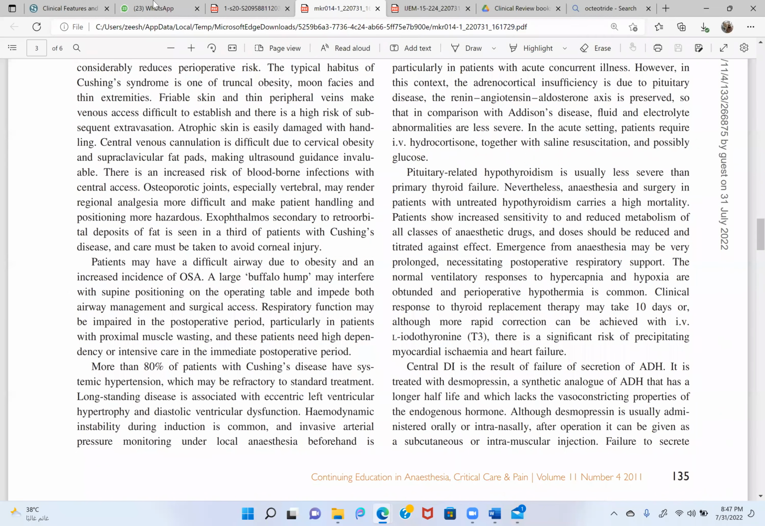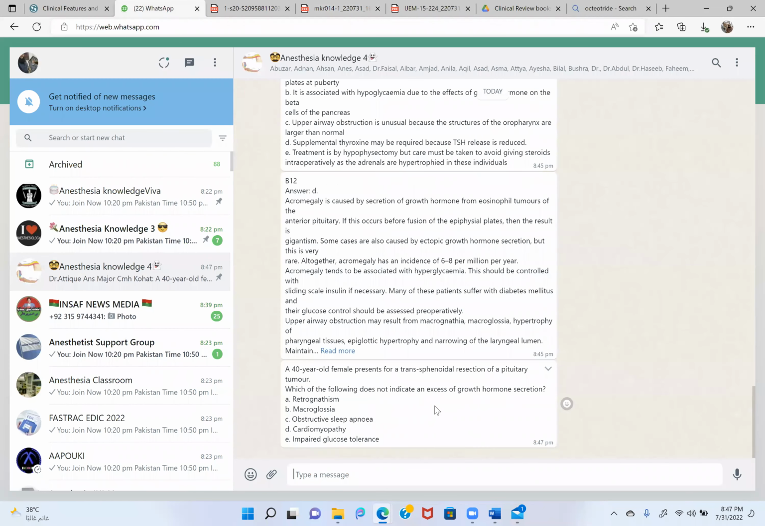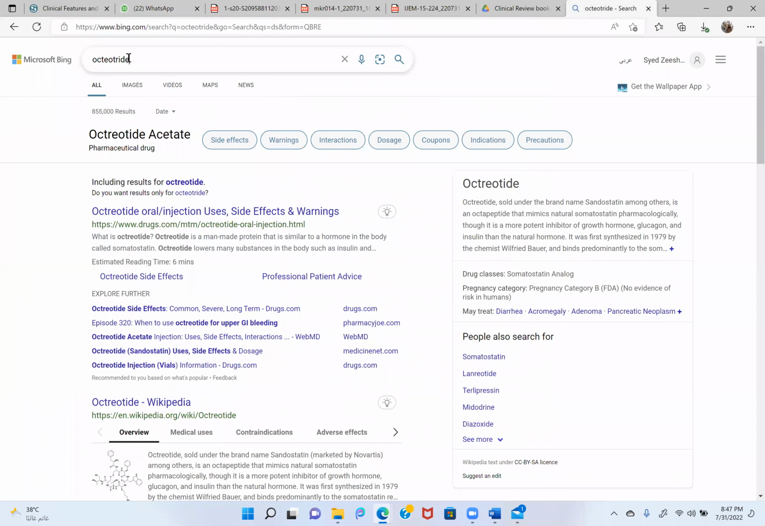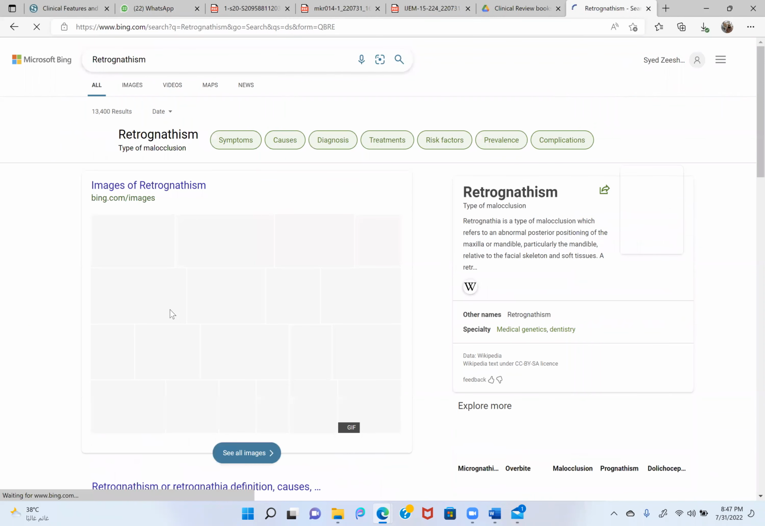Sir, this one was the most frequently coming. A patient presents for a transsphenoidal resection of a pituitary tumor. Which of the following does not indicate an excess of growth hormone? Macroglossia is there, OSA is there, cardiomyopathy is there, impaired glucose tolerance. It should be retrognathism, because there is retrognathism. I think it is the going back of the jaw, if I'm not wrong. I think this should be the answer. What is the answer? Sir, yes, you are totally right.